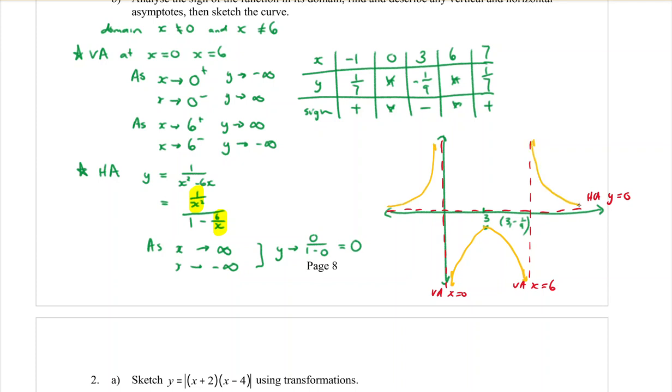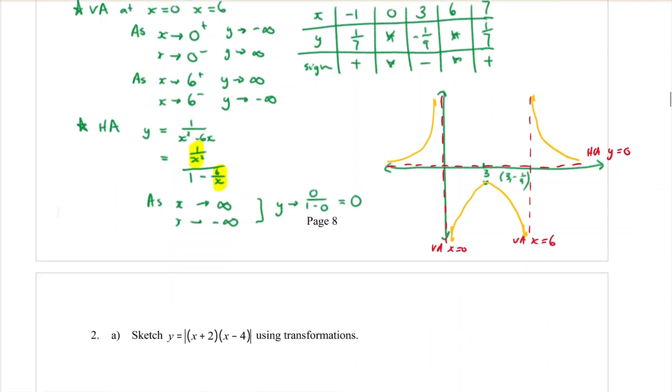Okay, there's the curve. All right, let's do an absolute value.